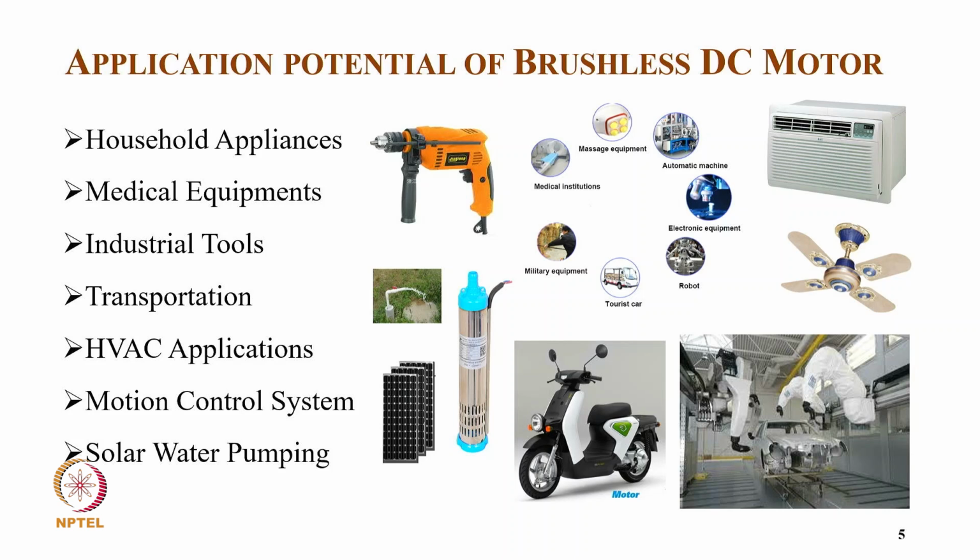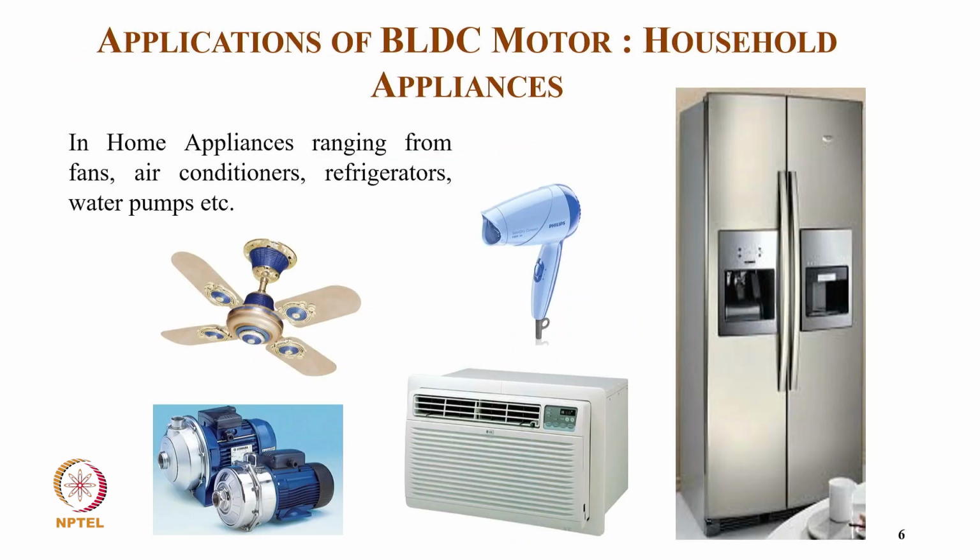So you can just see the typical home appliances here, and the medical equipment, then industrial tools, transportation, heating, ventilation, air conditioning system, then motion control and solar water pumping. So you can see from the figure also, typically in appliances we have medical instruments, like massage equipment, automotive machines, air conditioner, fan, ceiling fan, then electronics equipment, robots, tourist car, then military equipment, then the solar water pumping, then typically two-wheelers as well as three-wheelers and robots.